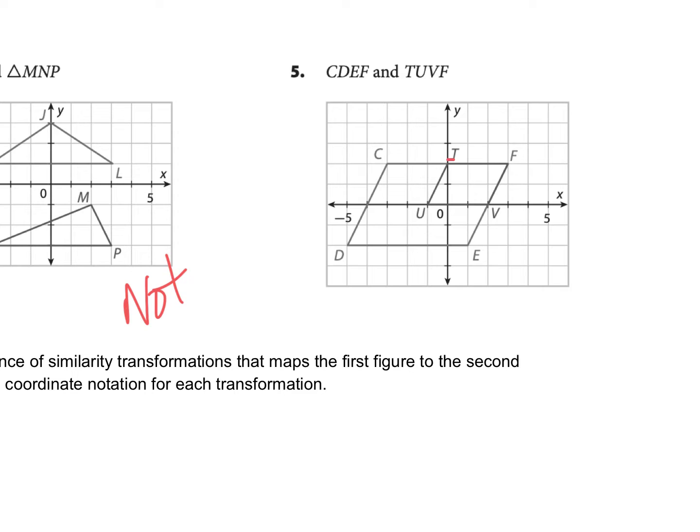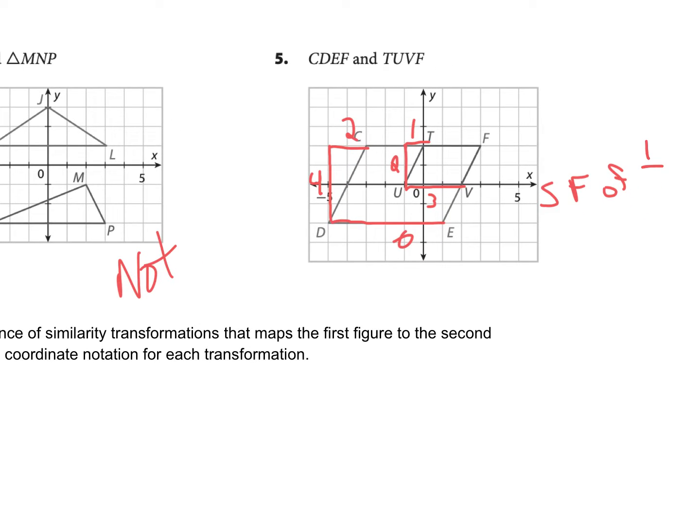Here, this is 1, 1, 2, and then 1, 2, 3. 1 through 6. 1, 2, 3, 4. 1, 2. So, scale factor of 1/2, and they are similar.